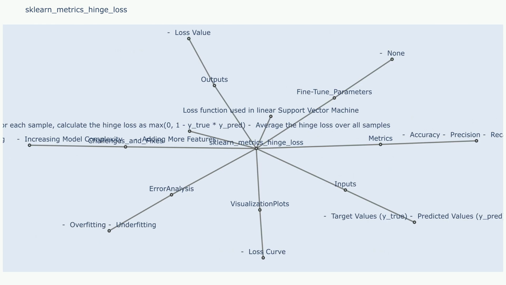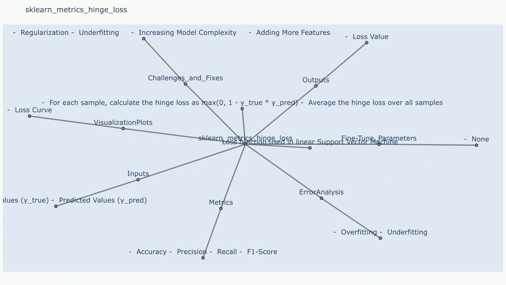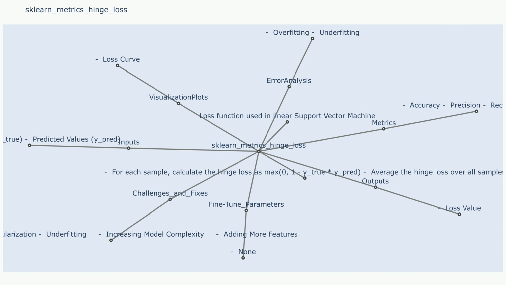Inputs: y_true, the true labels of the data points. It should be a one-dimensional array of binary values, 0 or 1. y_pred, the predicted labels from the model. It should also be a one-dimensional array with the same shape as y_true.